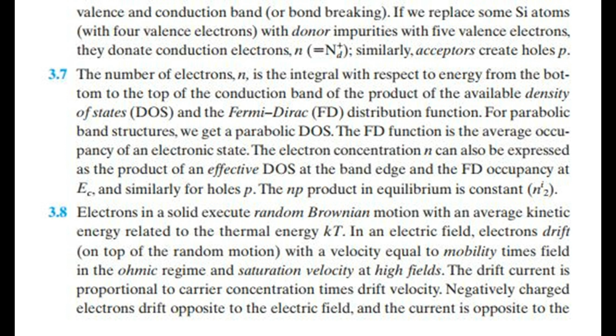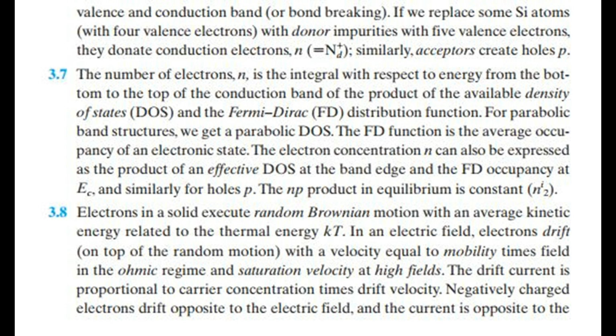3.7 The number of electrons, n, is the integral with respect to energy from the bottom to the top of the conduction band of the product of the available density of states, DOS, and the Fermi-Dirac, FD, distribution function. For parabolic band structures, we get a parabolic DOS. The FD function is the average occupancy of an electronic state. The electron concentration n can also be expressed as the product of an effective DOS at the band edge and the FD occupancy at EC, and similarly for holes p. The np product in equilibrium is constant, ni^2.